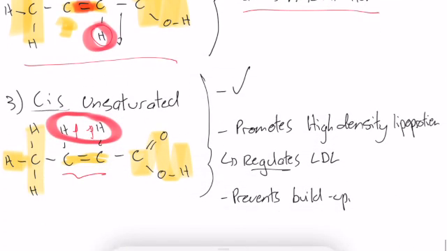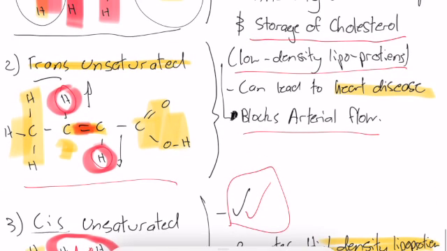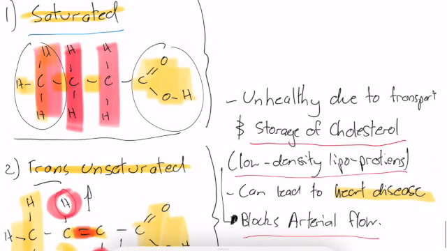Now, by comparison, our cis unsaturated fatty acid promotes high density lipoproteins and it regulates low density lipoproteins, therefore making it good. It prevents that buildup of cholesterol in the arteries, which is what occurs with the first two.